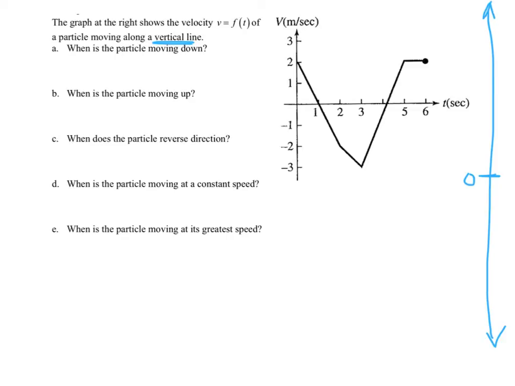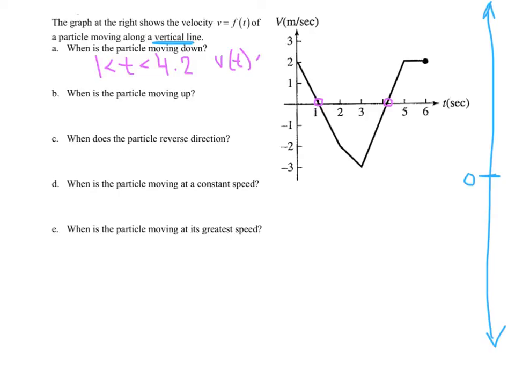Okay, when are we traveling down? Well, like we said earlier, if velocity is negative, we said we were going to travel left. That corresponds to moving down. When is your velocity negative? Starting at 1 and all the way until about, we'll say 4.2. So from 1 until 4.2, velocity is negative.